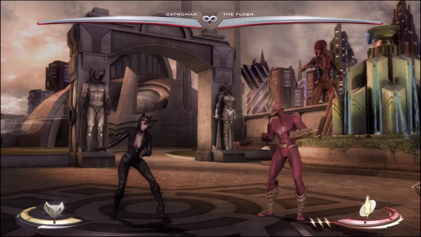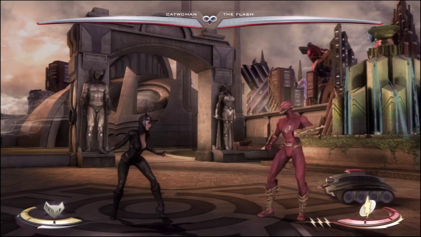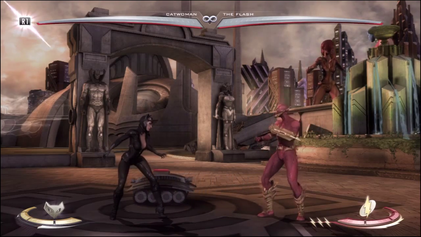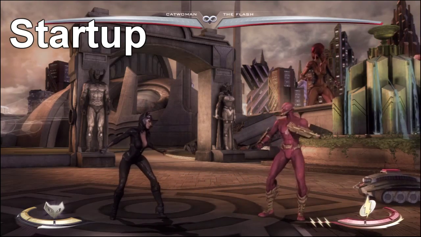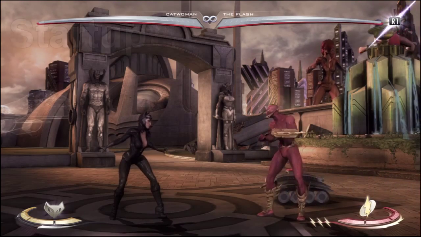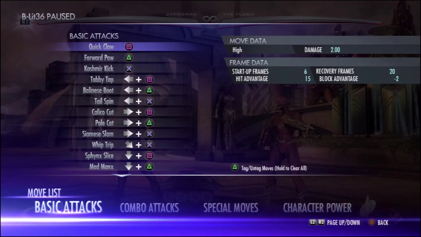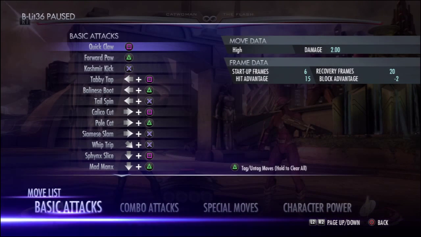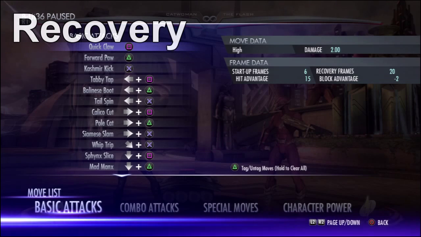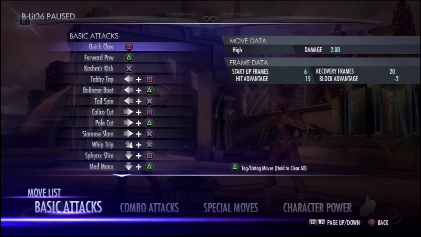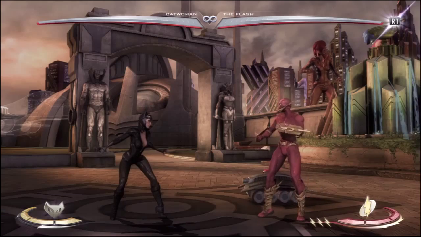So with that in mind, we can start applying that knowledge into frame data. We're going to go over a few different things: startup, recovery, hit advantage, and block advantage. First up is startup. The startup of the move is simply how long it takes in order for that attack to take effect. So if an attack has a 6-frame startup, as this attack does, Quick Claw, all that means is that in 6 frames it is going to be able to hit the opponent. That's it. Now recovery means that the attack takes 20 frames in order to recover so that you can then move again. So let's visualize this.